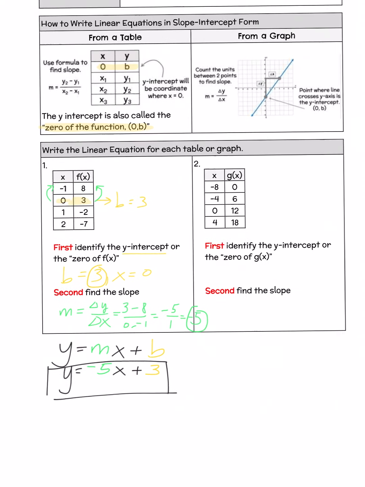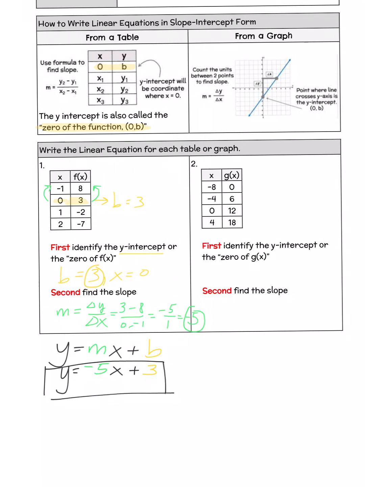I'm not going to do number 2 because we already basically did number 1, so it's finding the exact same thing again. But to refresh, look for the 0 in the x column to find the y-intercept. Once I find that there, I know that the y-intercept for this one is b, which is equal to 12. So b is equal to 12 for this. That's my y-intercept. The second step is to find the slope. Again, the slope is the change in y over the change in x.